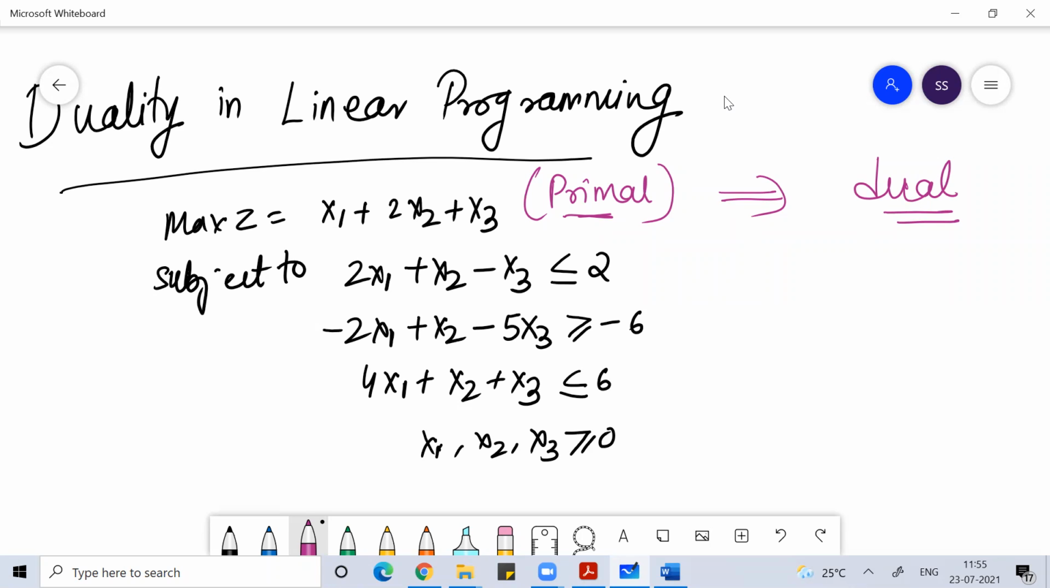Now the question comes, why do you need to convert that into dual form? Okay, you say you have to convert, well and good, you can convert the primal into dual. But the question is, what is the need of doing it?